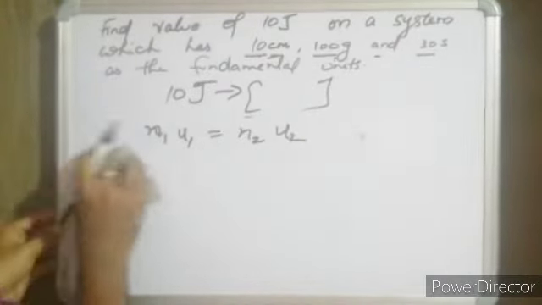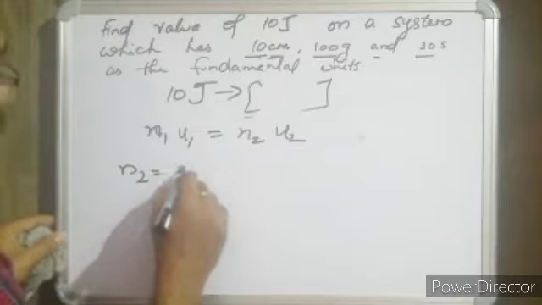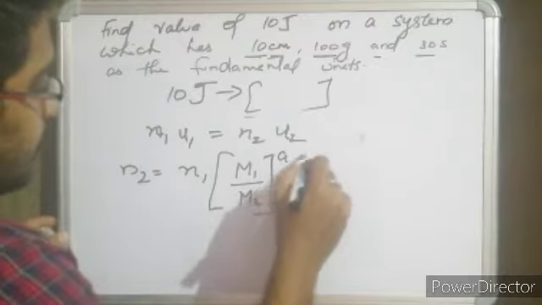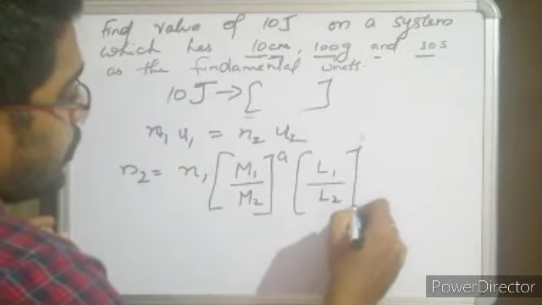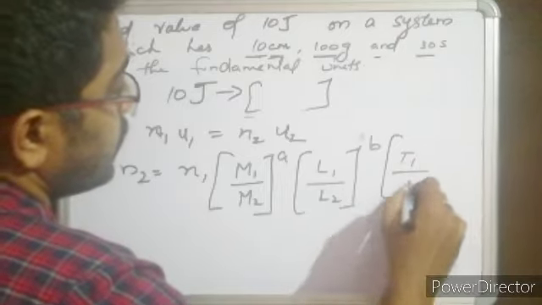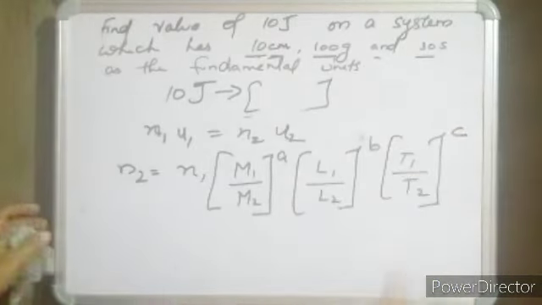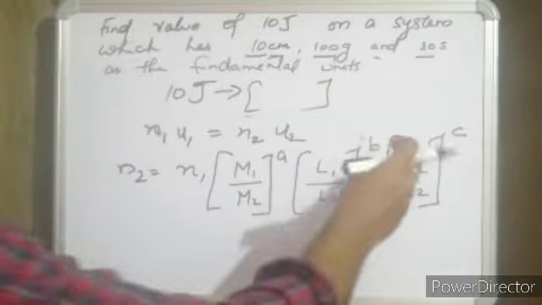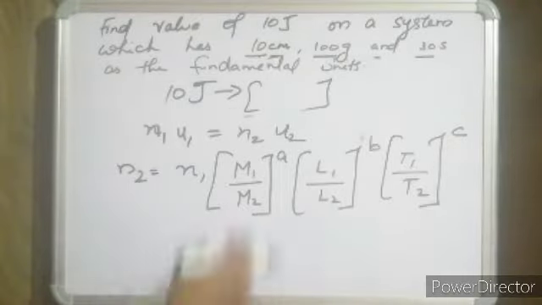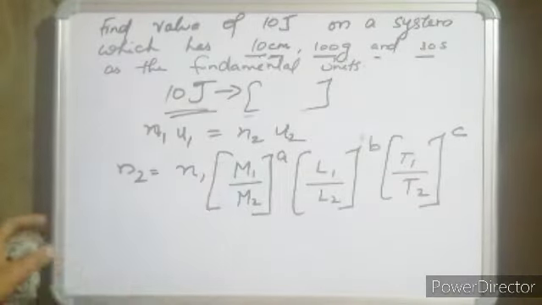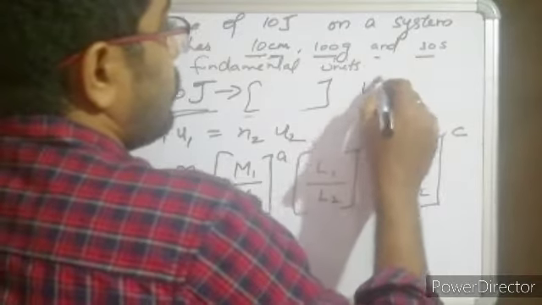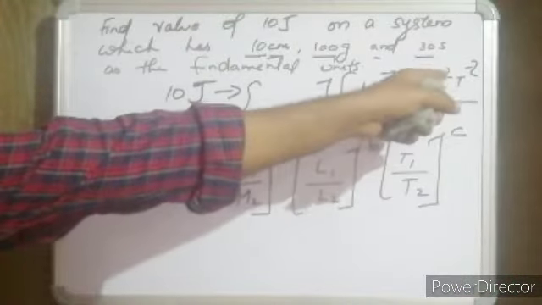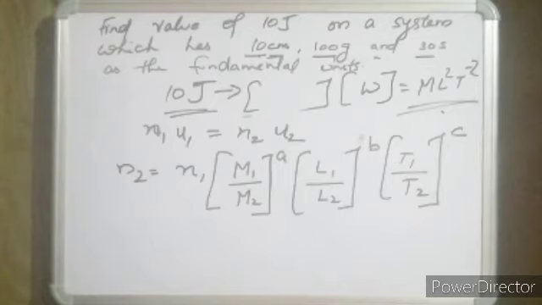So for that, again n2 is equal to n1 into M1 divided by M2 to the power a, L1 divided by L2 to the power b, and T1 divided by T2 to the power c. So these are the only possibilities: M, L and T. So M1 by M2, L1 by L2, T1 by T2 and their respective powers a, b and c. Again it is joule, that is work or energy, so the dimension of work is equal to M L squared T raised to minus 2.